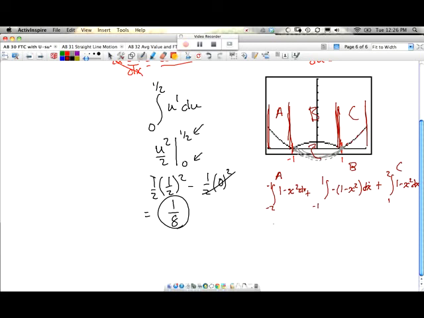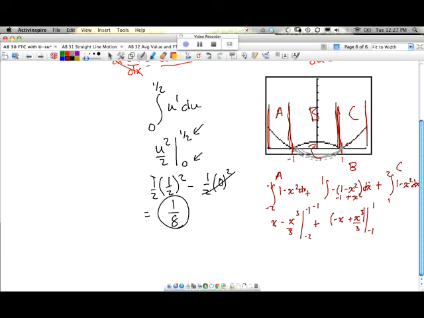So for the first one, I need the antiderivative, and that would be x minus x cubed over 3. And we're going to be evaluating that from -2 to -1. Plus the second one is going to be the negative, so that's really -1 and then plus x squared. So we're going to have plus -x plus x cubed over 3 from -1 to 1.